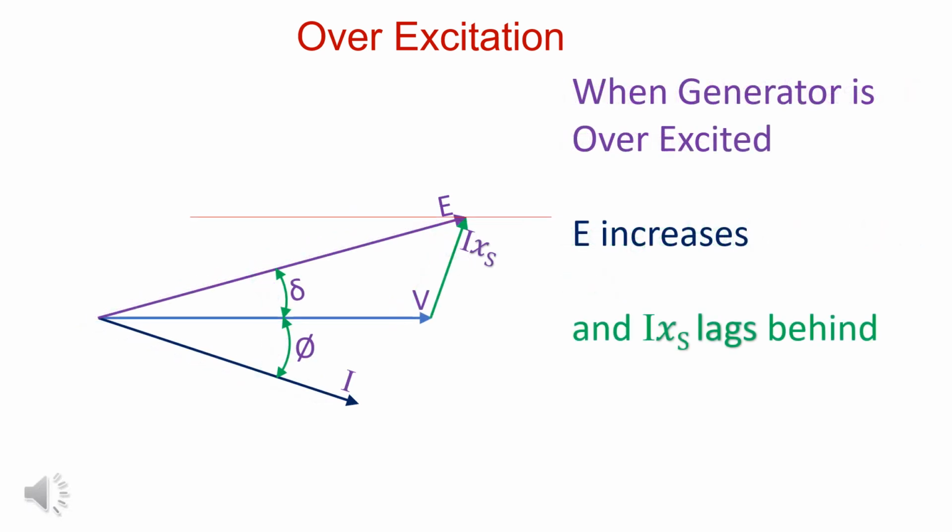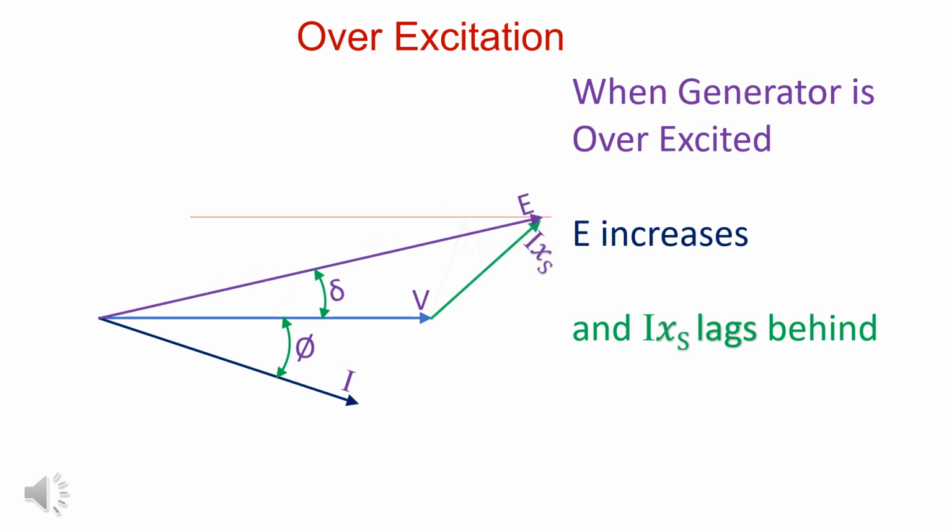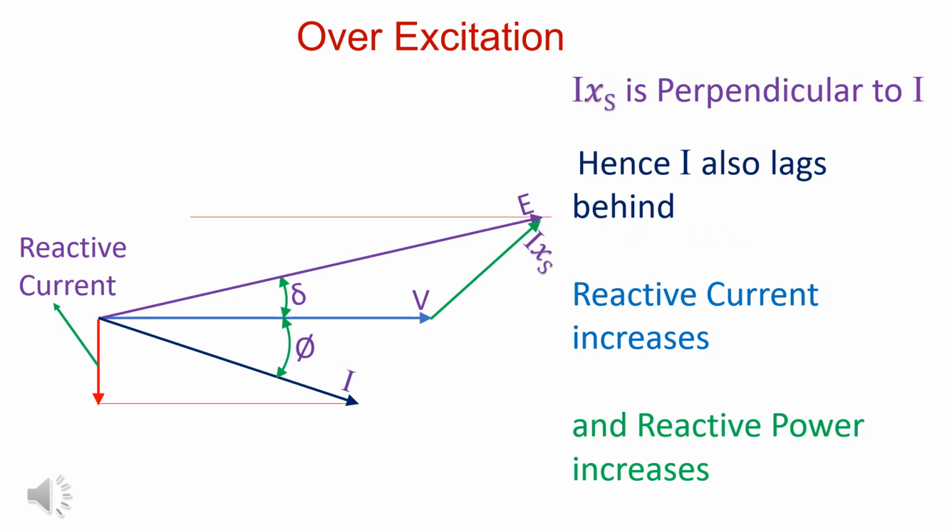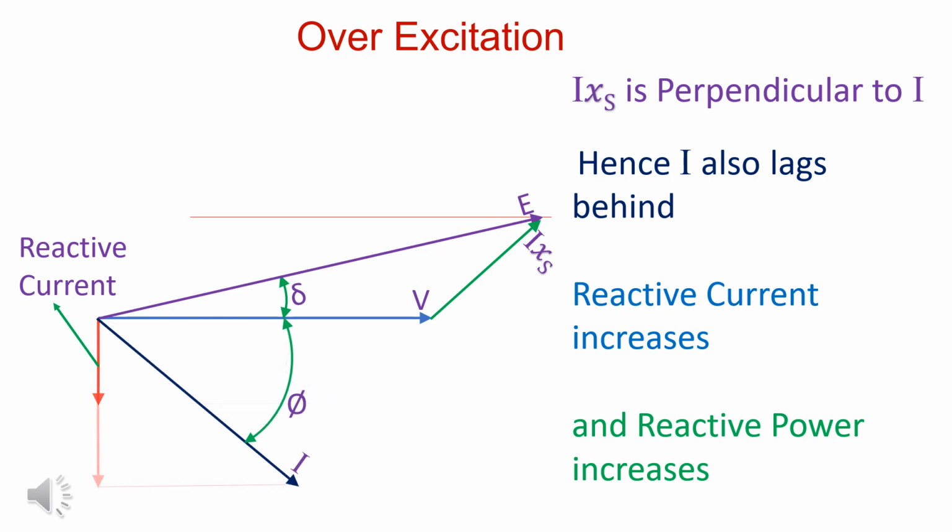In an overexcited generator, E increases, I excess lags behind. I is perpendicular to I excess. It also lags behind. Reactive current increases, thus increasing reactive power.